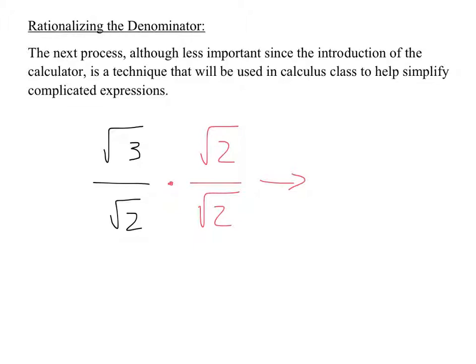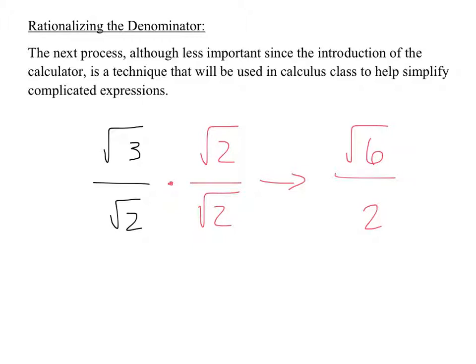But what does this become? What does the numerator become? What's root 3 times root 2? Anybody, come on. Root 6, thank you. And what's root 2 times root 2? Which is just 2, right? It's root 4, right? This is root 4, but remember, root times itself gets rid of it.